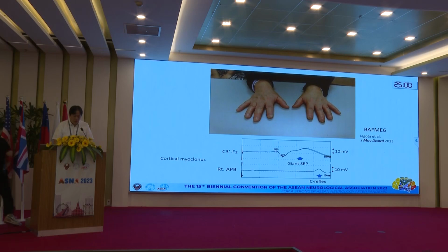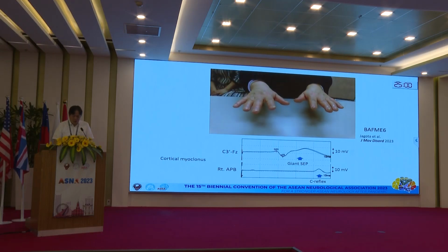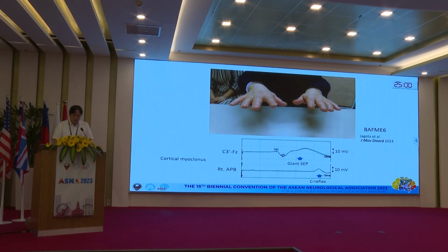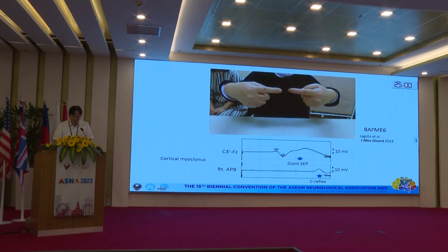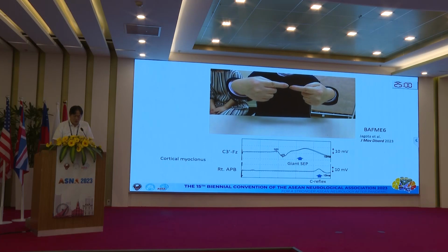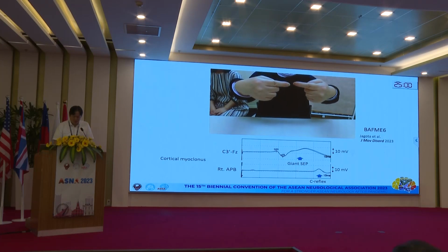The myoclonus is not observed at rest, but is observed in this posture. The tremor movement is similar to essential tremor, but more irregular. If she takes this posture, you can see the jerky movement like this, and you can easily see she has myoclonus. This patient is actually Bachman type 6. Electrophysiologically, there is giant SEP and C reflex, and the origin of this myoclonus is cortical.